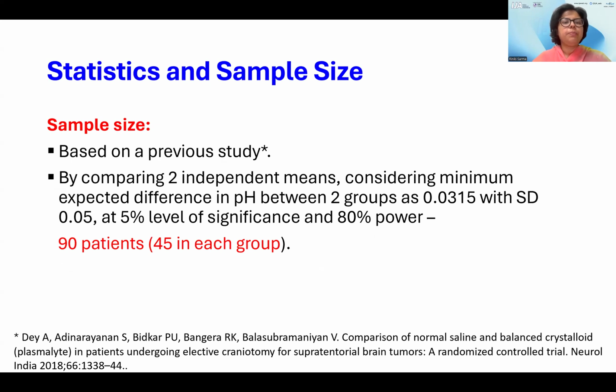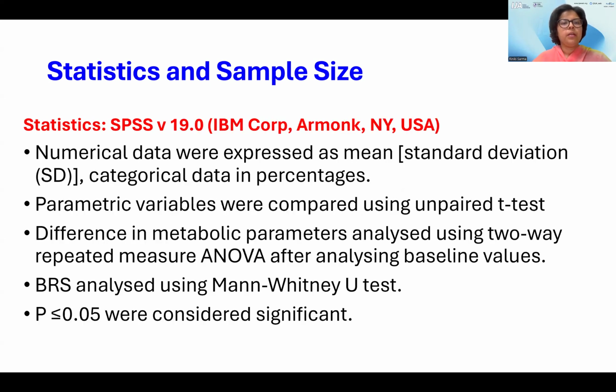The sample size was based on a previous study. By comparing two independent means and considering a minimum expected difference in pH between the two groups as 0.0315 with a standard deviation of 0.05, at a 5% level of significance and 80% power, 90 patients were required. So a total of 45 patients were the sample size per group.